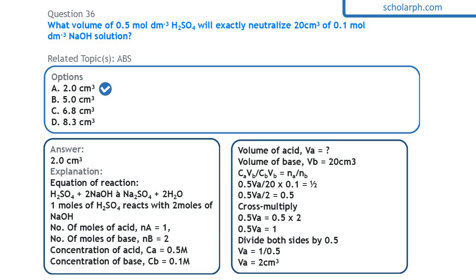So here, 20 times 0.1 is 2. We can multiply this 2 here, so we have 0.2 times 2. So we have 0.5 VA equals 0.5 times 2, which is 1. To get the value of VA, we divide both sides by 0.5. So VA will be equal to 1 over 0.5, and that is equal to 2 cm cube. So the volume of the acid that will be used to completely neutralize this base is 2.0 cm cube.